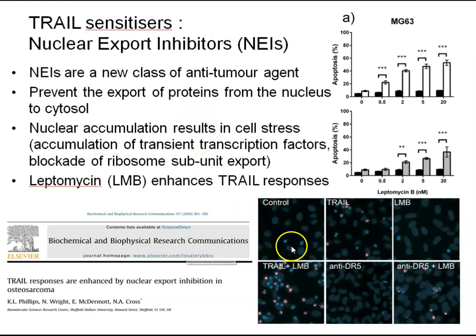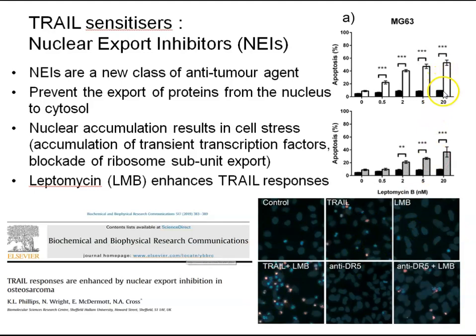So these are cells stained with Hoechst and propidium iodide. Those are apoptotic cells. Treat with TRAIL, we get a little bit of death in these osteosarcoma cells. Treat with leptomycin, which is the nuclear export inhibitor, that has very little effect. So there's your control, there's your TRAIL, there is your leptomycin B, and then there is a combined treatment. And what we can see here is the combined treatment is greater than additive of these two together.